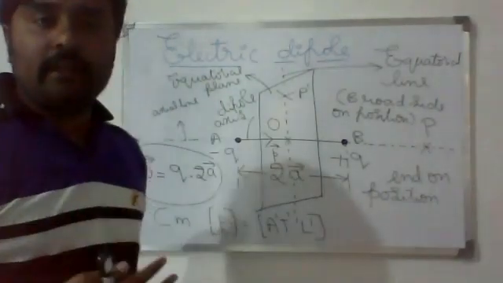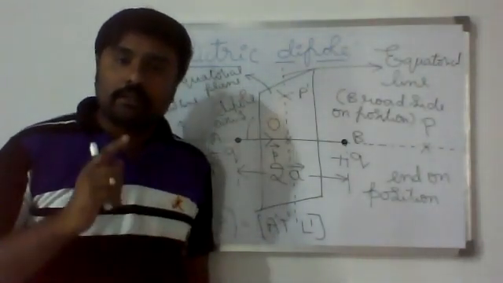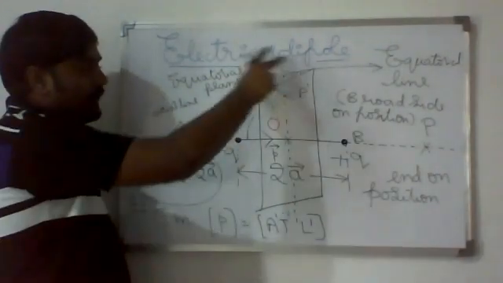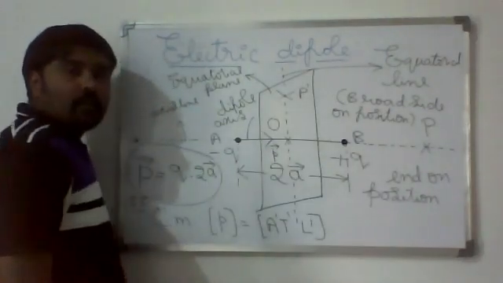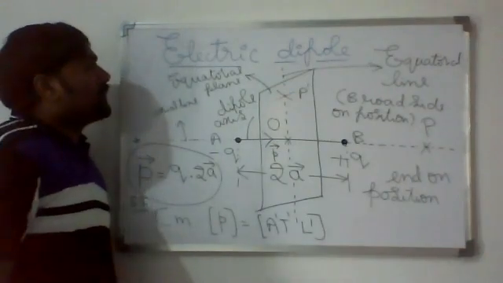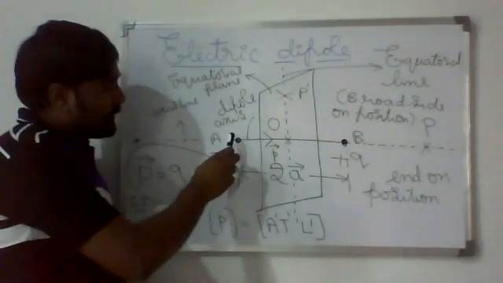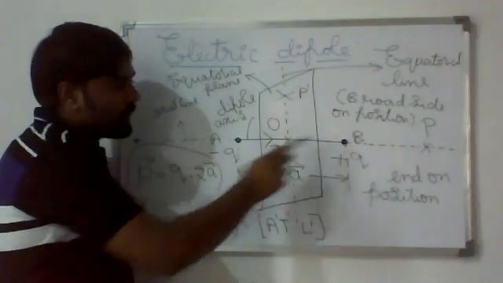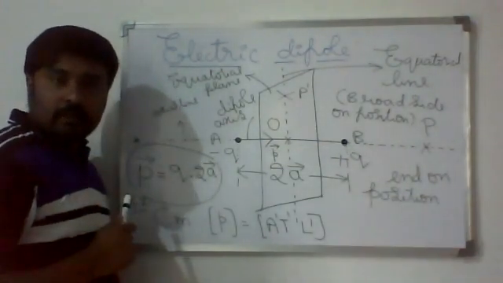And the electric field produced by an electric dipole is called the dipole field. Okay. So what is the meaning of electric dipole? An electric dipole means a pair of equal and opposite charges separated by a small vector distance. That is the meaning of electric dipole.